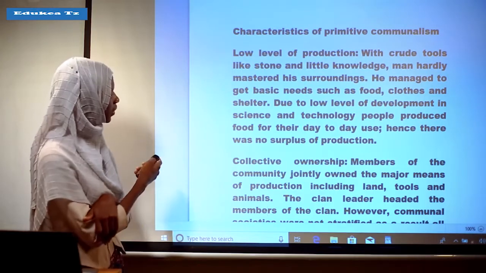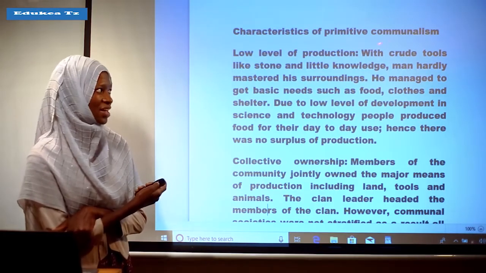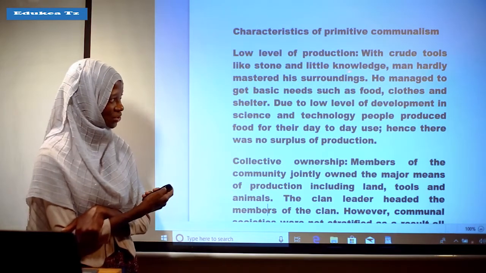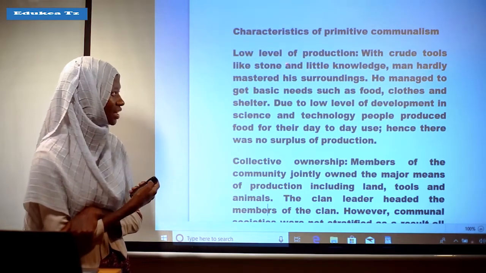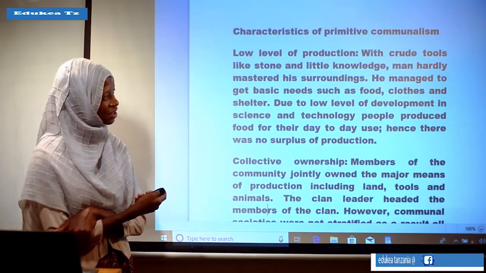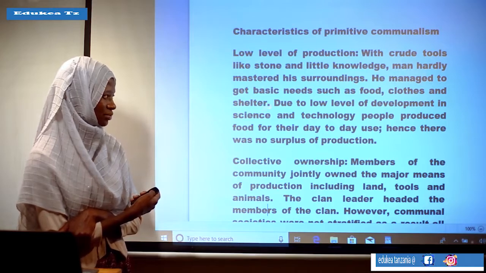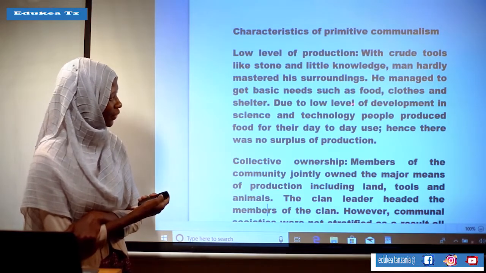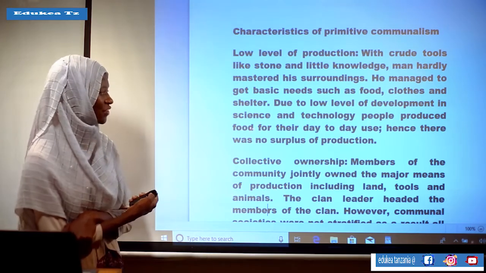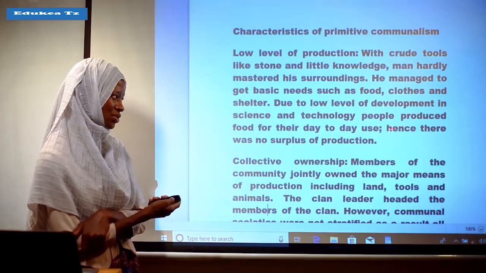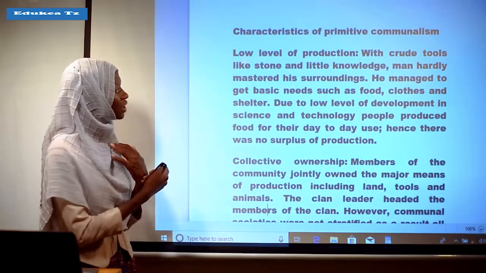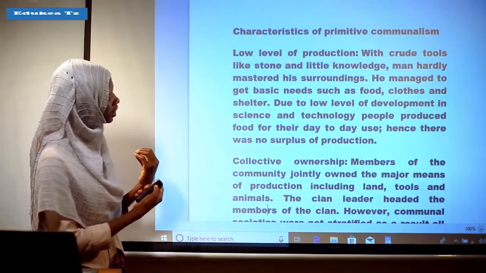First, low level of production. With crude tools like stones and little knowledge, man hardly mastered his surroundings. He managed to get basic needs such as food, clothes, and shelter. Due to the low level of development in science and technology, people produced food for their day-to-day use, hence there was no surplus production.